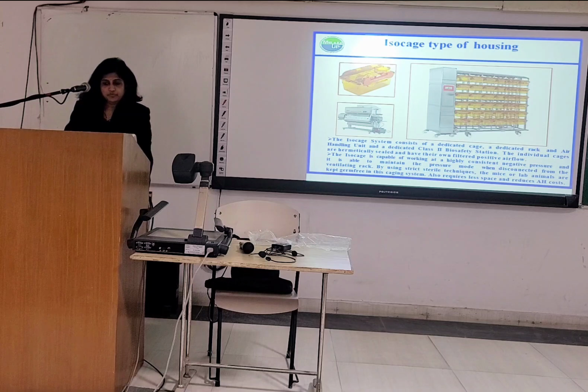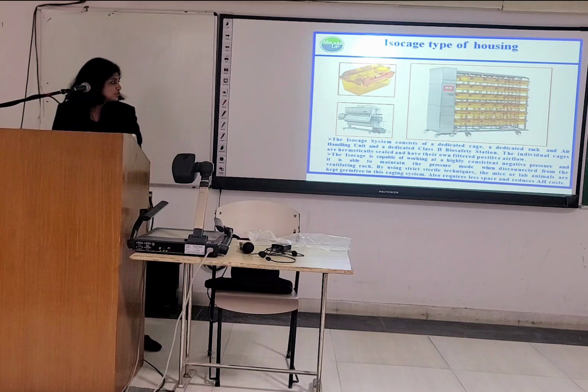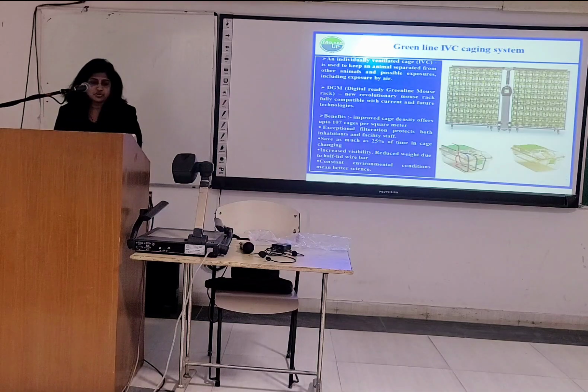This is an ISO-cage type of housing. The ISO-cage system consists of a dedicated cage, a dedicated rack and air handling unit, and a dedicated class 2 biosafety station. The individual cages are hermetically sealed and have their own filtered positive airflow. The ISO cage is capable of working at a highly consistent negative pressure, and it is able to maintain the pressure mode when disconnected from the ventilating rack. By using strict sterile techniques, the mice or lab animals are kept germ-free in this caging system. It also requires less space and reduces animal house cost.